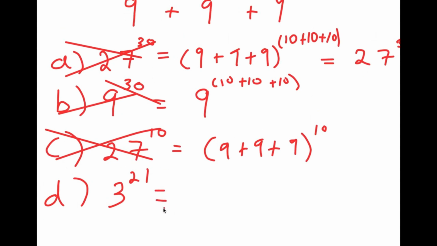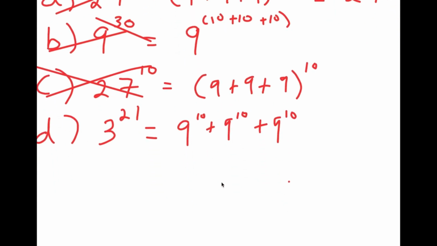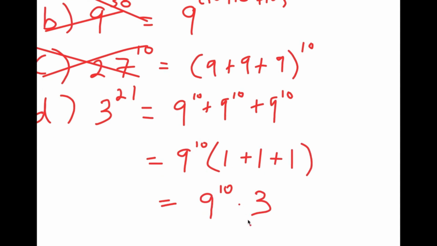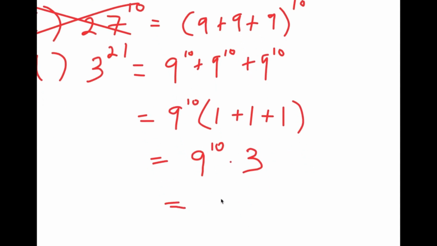Now, 3 to the power of 21, which is by process of elimination the right answer, we're going to see how they got this. So we first start with 9 to the power of 10 plus 9 to the power of 10 plus 9 to the power of 10. And I'm going to factor out 9 to the power of 10. So I get 9 to the power of 10 times 1 plus 1 plus 1, which is equal to 9 to the power of 10 times 3. And now this is equal to 3 squared to the power of 10 times 3.